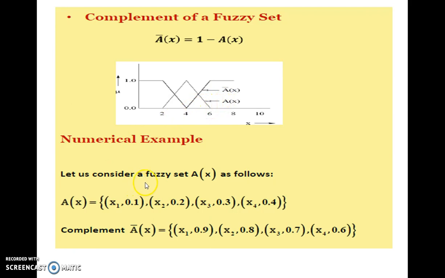Here is one example. A of x is given with x1, x2, x3, x4. x1 has membership value 0.1, x2 is 0.2, x3 is 0.3, x4 is 0.4. We have to subtract the given membership function values from 1, which is nothing but the complement of the given set. So 1 minus 0.1 is 0.9, 1 minus 0.2 is 0.8, 1 minus 0.3 is 0.7, and 1 minus 0.4 is 0.6. Like these, we have to calculate the complement of a given set. So this is the first function, the complement of a given set.